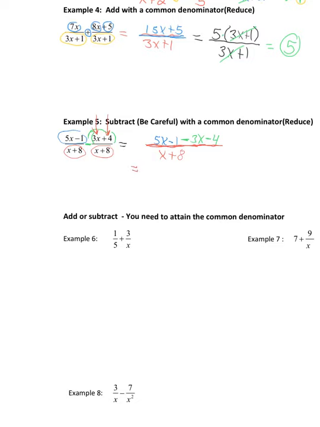When I do that, now I can combine my like terms. So now 5x minus 3x is going to be 2x, and negative 1 and negative 4 is negative 5 over x plus 8. I am done. Don't try to cancel those x's. I can't do it between those addition and subtraction signs. So that is the final answer because nothing else factors to reduce, unlike the previous question, example 4, where that 5 came out and reduced.